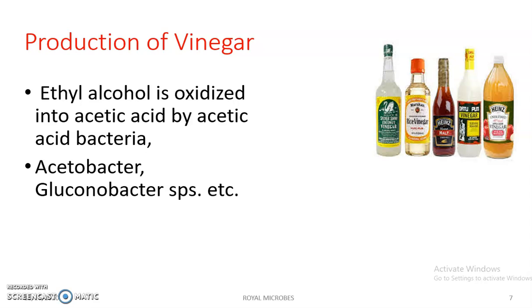Next, the microorganisms involved in the production of vinegar are mainly bacteria. They can be used for the production of vinegar. Ethyl alcohol can be oxidized into acetic acid by acetic acid bacteria. Some examples are Acetobacter, Gluconobacter.